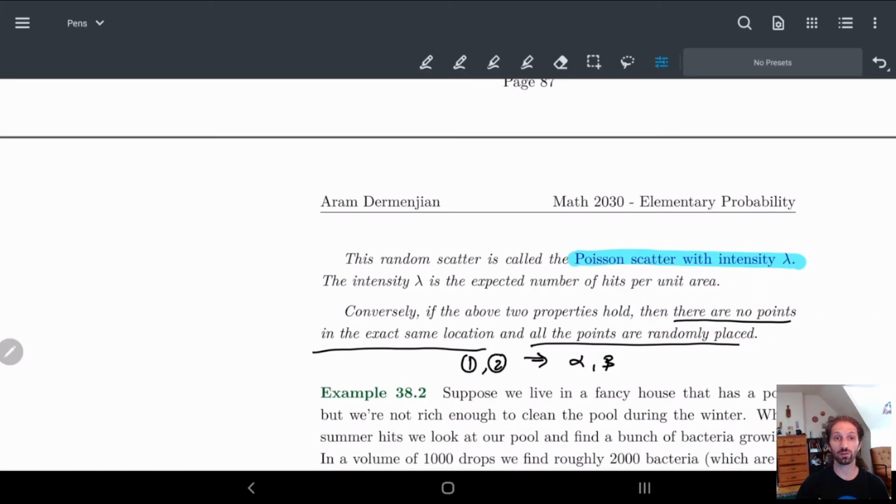So we'll stop here for this video. In the next video, we'll look at an example, where this lambda comes from, what it means, etc. So we'll see that in the next video. I will see you then.